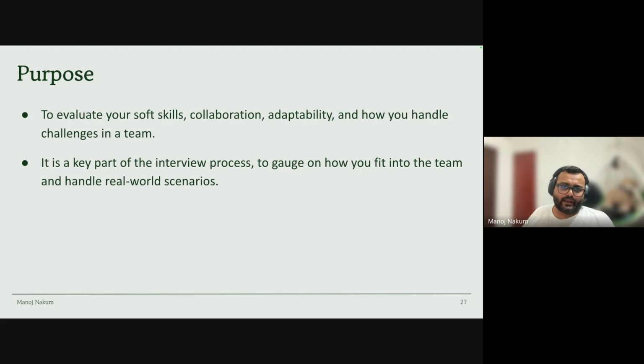Okay. And this is the key part, right? That will make sure that you will fit in the existing job.